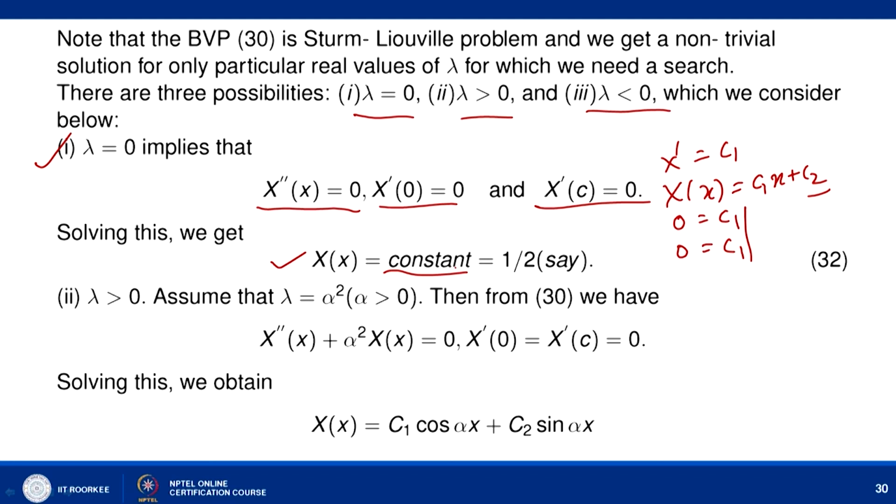For simplification, let us assume this as 1 by 2. We will see why we are assuming 1 by 2. In fact, you can use any constant alpha, beta, gamma, anything you want, but for simplification we are assuming it is 1 by 2. So lambda equal to 0 is an eigenvalue, and the corresponding eigenfunction is a constant value, let us say 1 by 2.